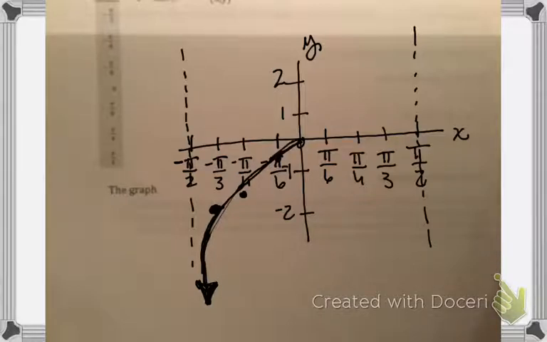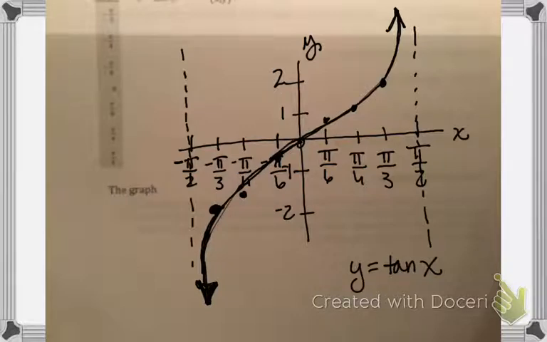At pi over 6, we get a negative half, or a little bit more than that. And then at pi over 4, we get 1. And then pi over 3 is 1.73. So this graph is going to shoot up like this, and it's going to go upward. Okay, so we have our graph of tangent. So this is y equals tangent x. And that's how you graph. That's what's called the parent function.